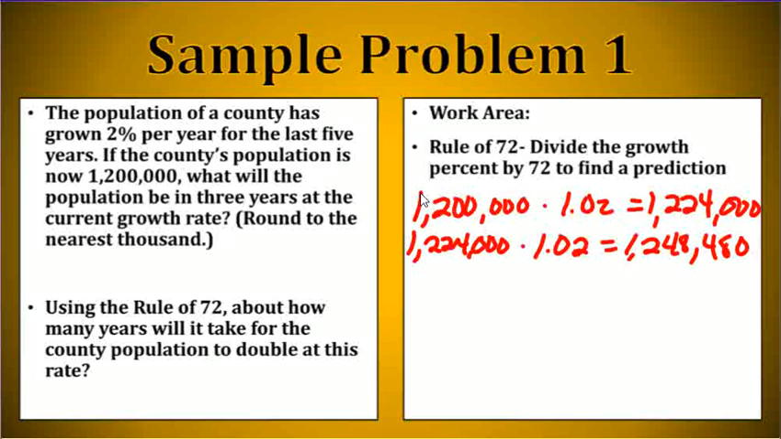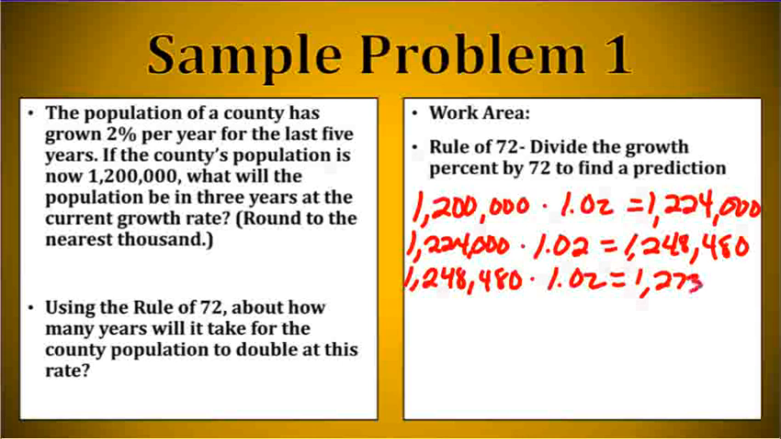And then for the third year, start with 1,248,480. Multiply that by 1.02, because another 2% increase. And that would give us an answer of 1,273,449.6. Now it says here to round to the nearest 1,000, so I need to round this 3 off. This 4 tells us to keep it down at 1,273,000 people.